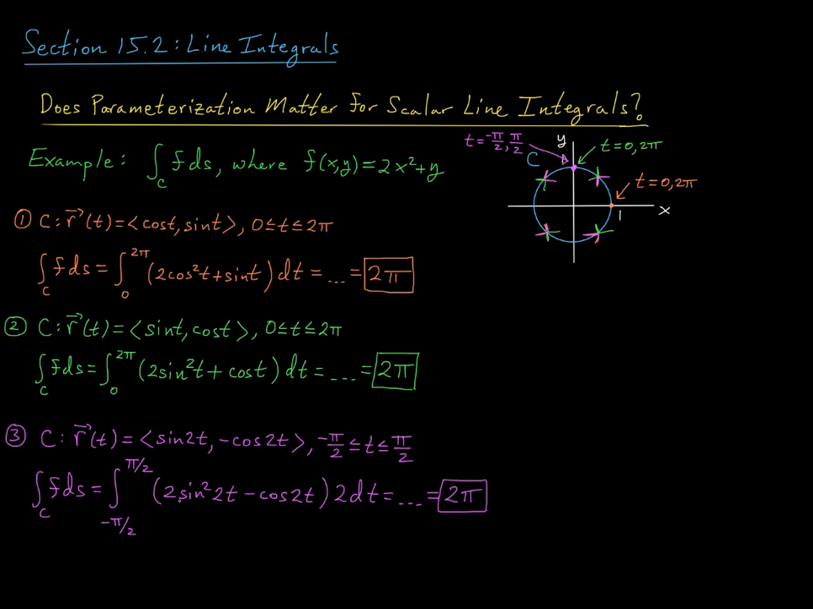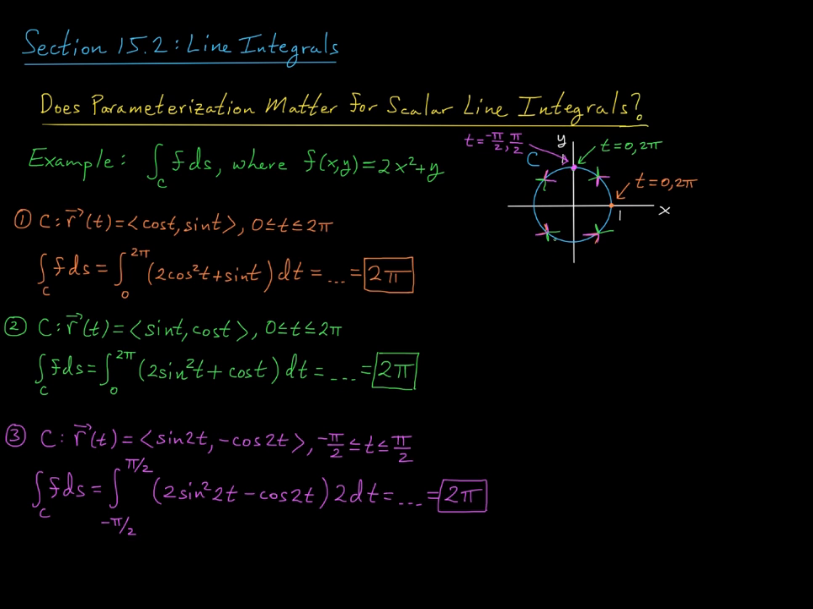Now plugging in, we get 2 sine squared 2t minus cosine 2t. Now ds here is not just dt in this instance. If I differentiate, I'm going to pick up a factor of 2 from the chain rule, so I'm actually going to get a 2 dt. Remember that the magnitude of the derivative is really our speed, and so that 2 coming out is just an expression of the fact that we're now running around our circle twice as fast. But nonetheless, you integrate and you do wind up getting the same value of 2 pi.